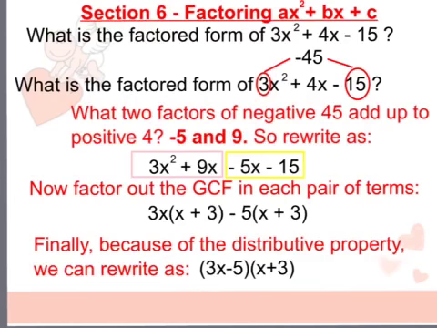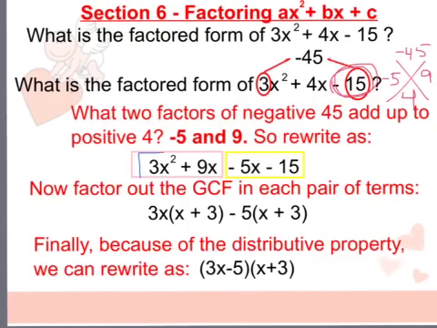So let's try another example. The factored form of 3x squared plus 4x minus 15. Circle the 3, circle the 15, and this is a negative 15, so if you want to circle the sign as well. 3 times negative 15 is negative 45. So what two factors of negative 45 add up to positive 4? That's going to be a negative 5 and a positive 9.